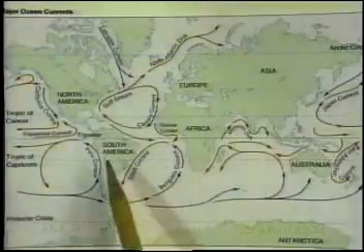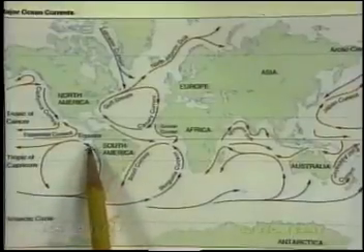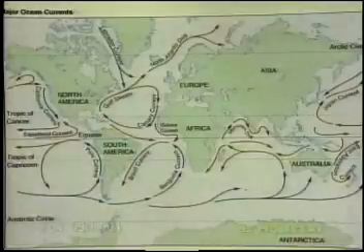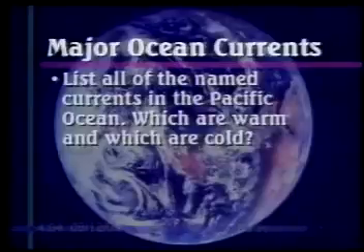Do any warm currents flow past the west coast of South America? All right, here's South America. Here's the west coast. We have the Peru current, and blue stands for cold, doesn't it? So there aren't any warm ones flowing here near the west coast of South America. Now, can you list all of the named currents in the Pacific Ocean and then tell which are warm and which are cold? Not that many, so it shouldn't take you too long.